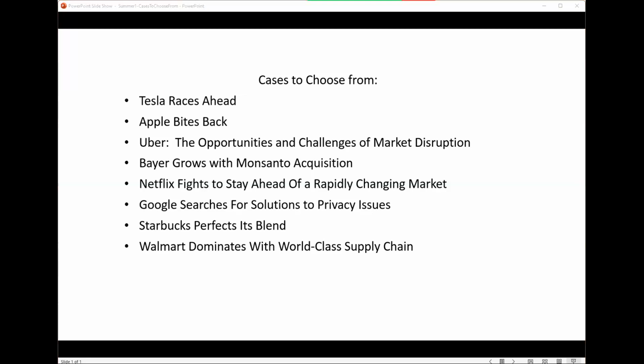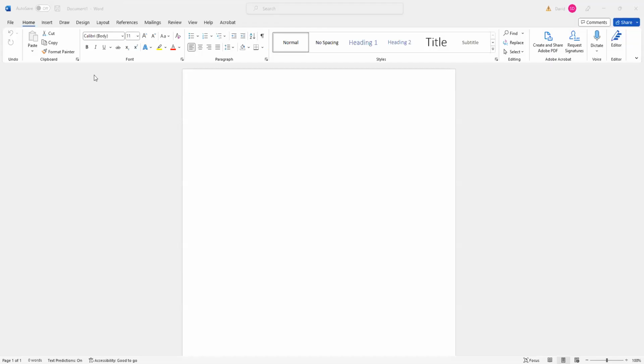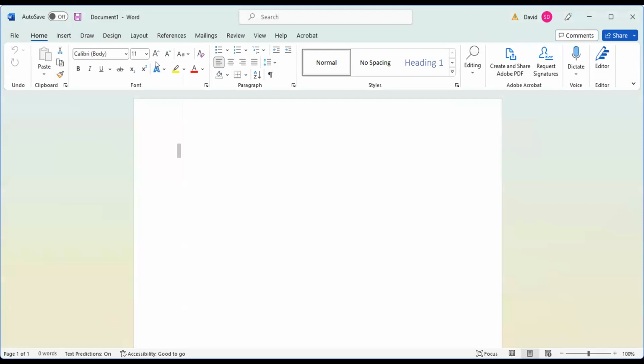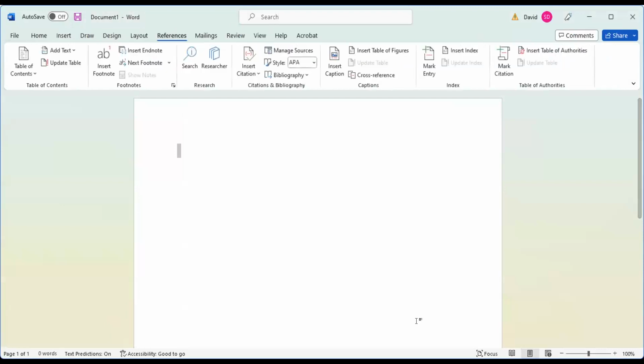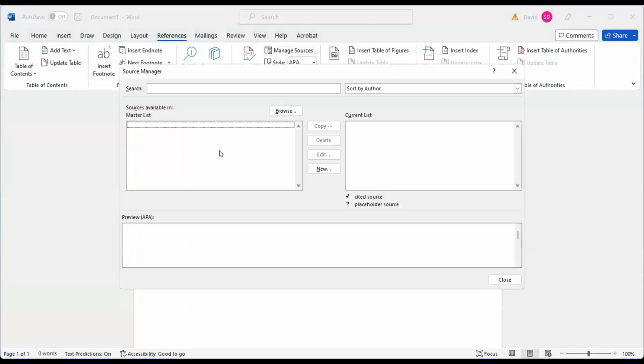Let's see. How do I want you to do your bibliography? I want you to do it in APA style. And in case you've never done this before, let me show you a quick down and dirty way of doing it in Word. So I don't know if any of you have ever seen this, but if you go to Word, you click on References, there is a button here called Manage Sources. And this is a great way to do bibliography. So this is how you do it.